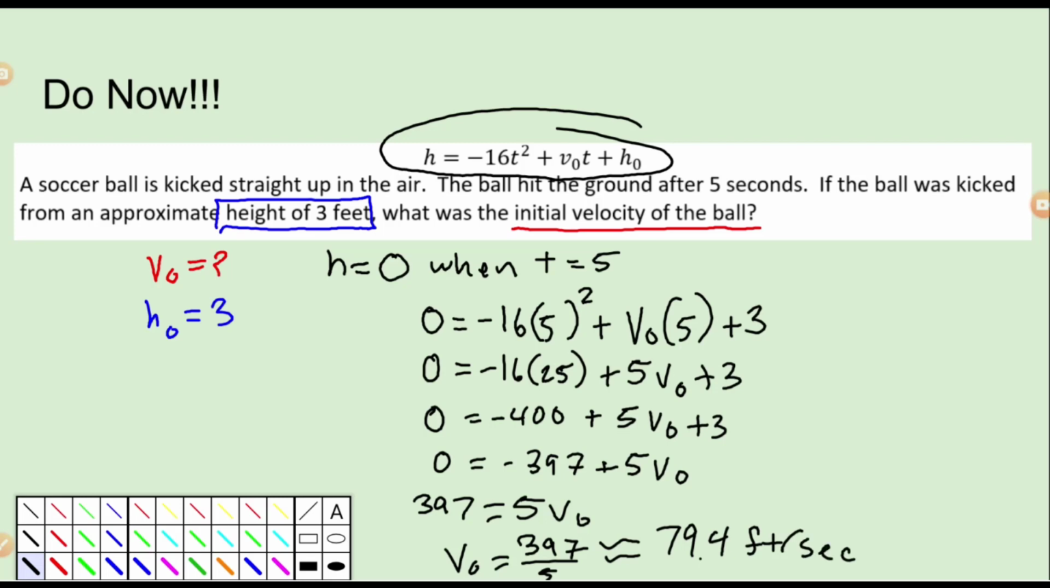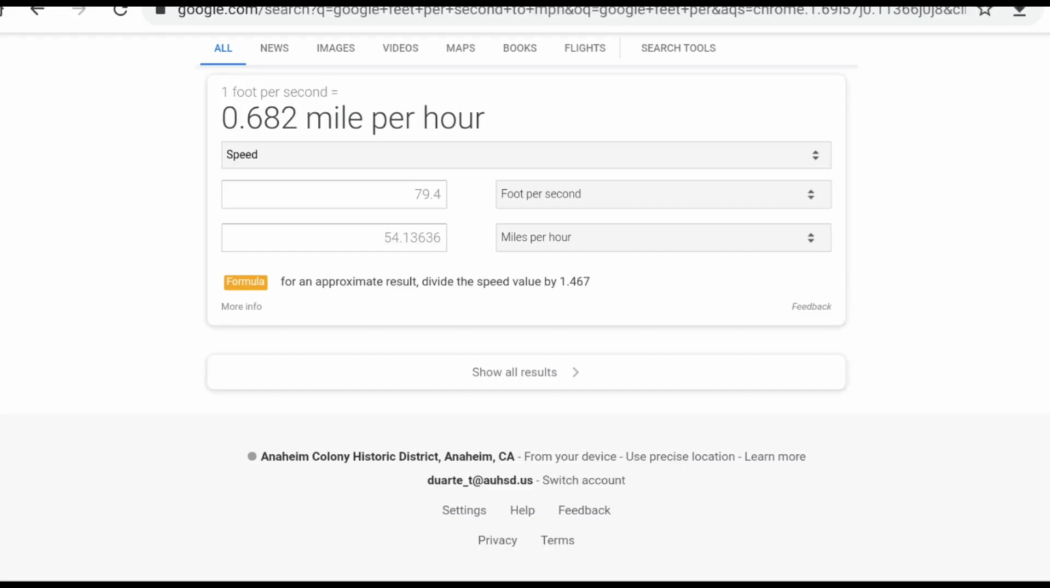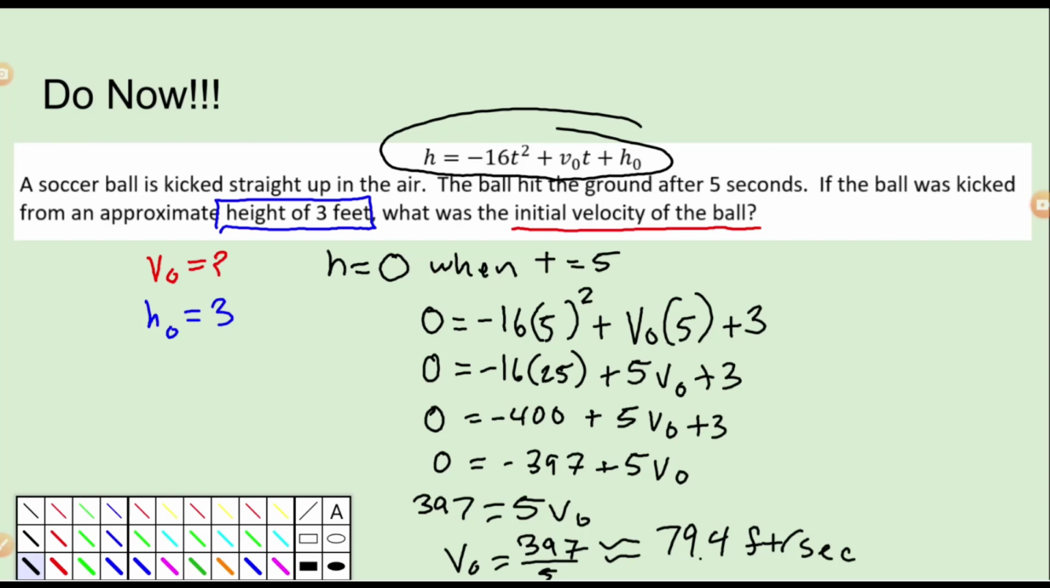Now, most of us, when we speak of speed or velocity, are usually talking miles per hour, like when you're driving a car or throwing a ball. So let's just go over to Google and see what that says. What is that in terms of your speed? Looking at Google right here, I've already typed in 79.4 feet per second, and Google says that in miles per hour, that's 54.1360. Okay, so about 54 miles per hour. So this in turn means that the speed is going to be 54 miles per hour.